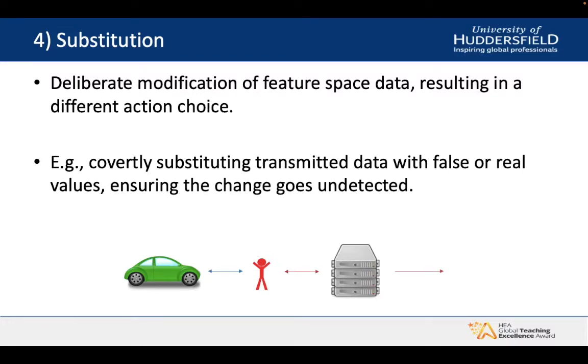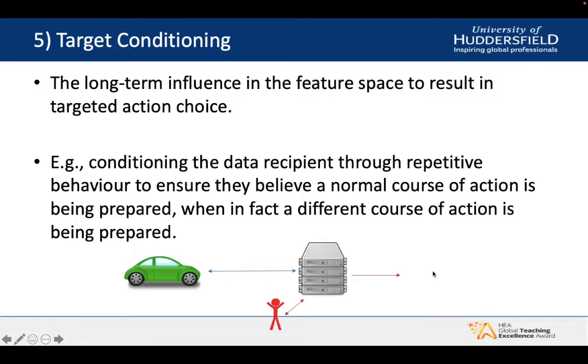Substitution, this one we're looking to deliberately modify the feature space to result in different action choice. So this one's where we've kind of got this sort of man in the middle where we'd be looking to intercept the data and modify it, to change it as it's coming through. So this could be to change things such as vehicle speed, it could be vehicle position, and we want to change how that goes into the system, and that could obviously then influence the action choice.